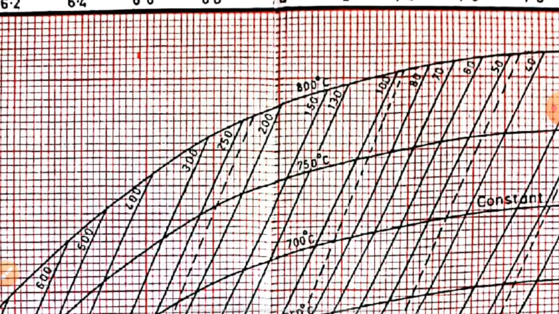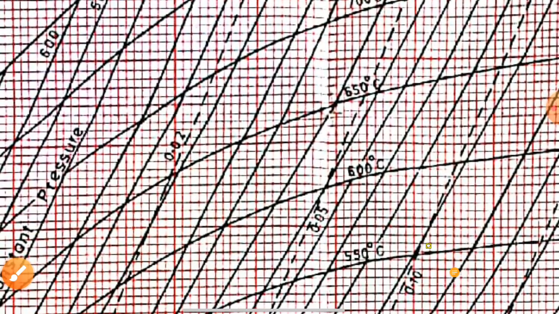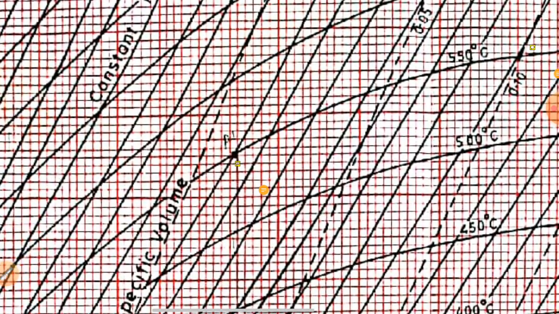This is the 150 bar pressure line. I am moving along with this, and here I have the 550 degrees Celsius constant temperature line.